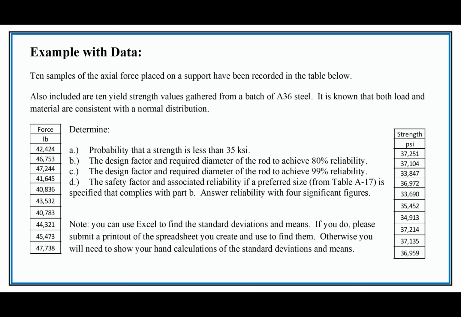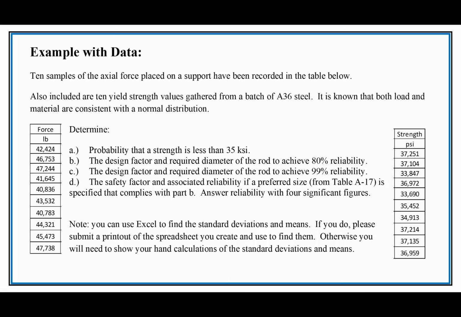this process. So we got 10 samples of axial force placed on a support that have been recorded in the table below. Also included are 10 yield strength values gathered from a batch of A36 steel. By the way, A36 is a very generic steel. It's a specification that the steel will have a minimum yield strength of 36 KSI, excuse me, not 36,000, but 36 KSI. It is known that both load and material are consistent with a normal distribution.